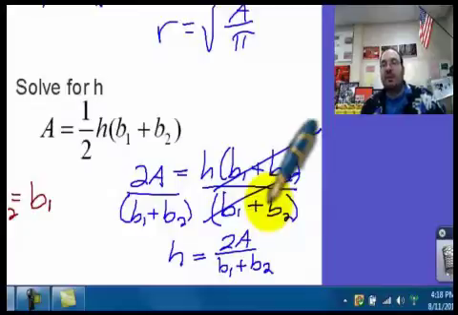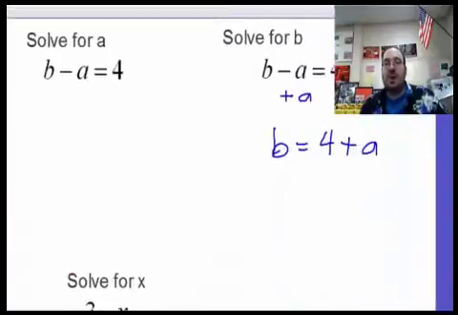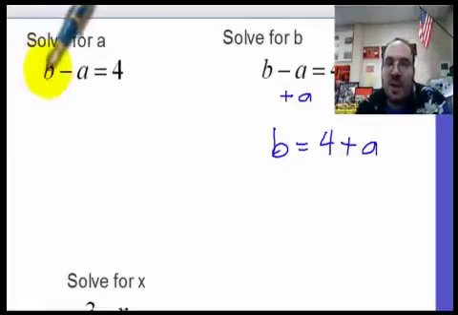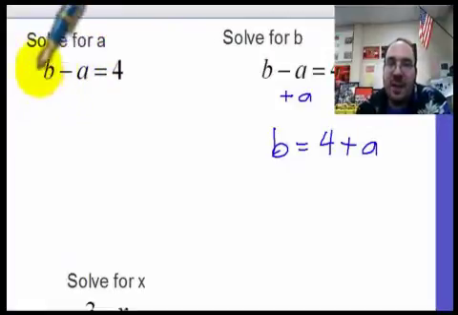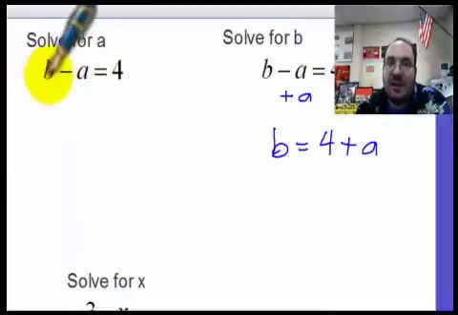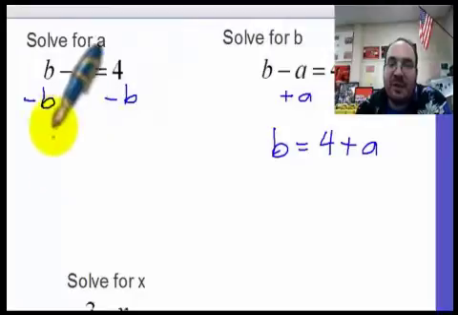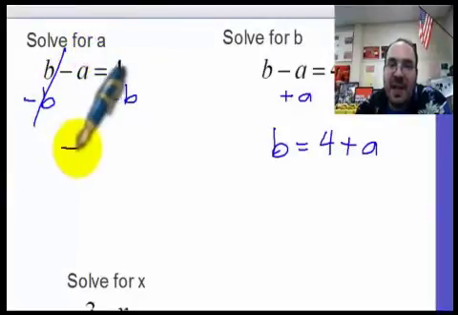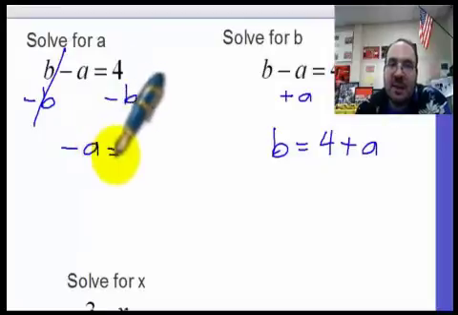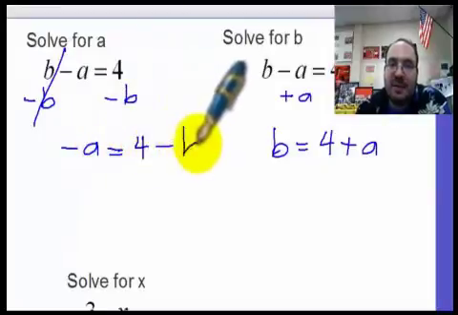So I hope you found this helpful, and maybe we can even do one more here. Let's do one where we have b minus a equals 4, and we want to solve for a. Well, I have to get rid of this positive b by subtracting b from both sides. That cancels, and I bring down the a. And then on the other side I have 4 minus b.